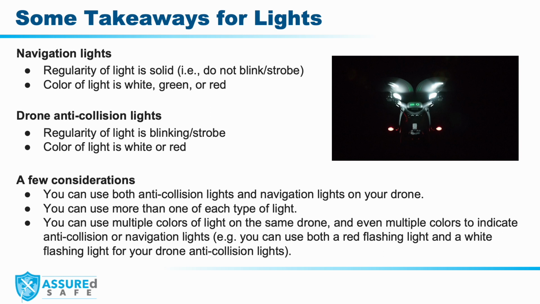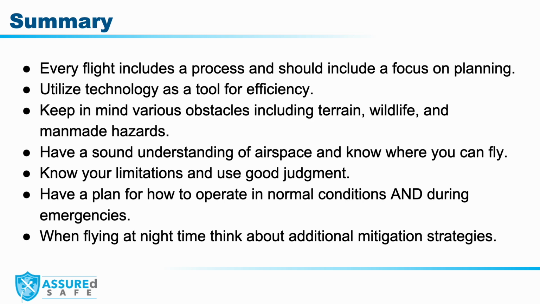Anti-collision lights tend to blink or strobe and are usually white or red. You can use both anti-collision lights and navigation lights on your drone. You can also use multiple colors of light on the same drone, and even multiple colors to indicate anti-collision or navigation lights. In summary, every flight includes a process and should include a focus on planning.